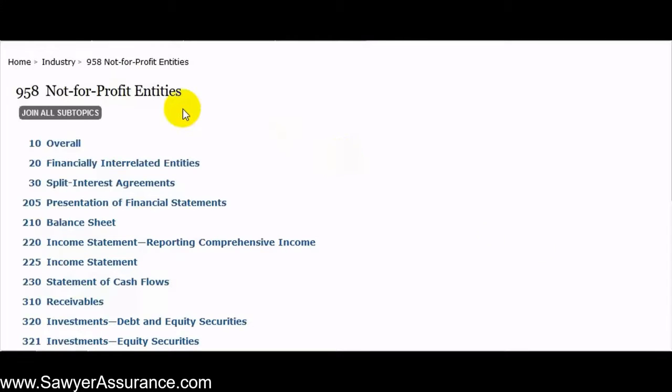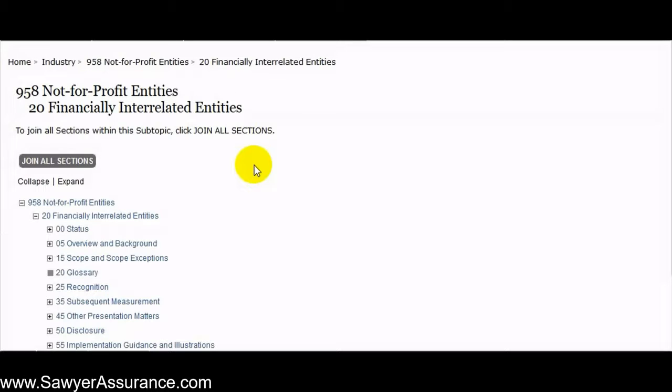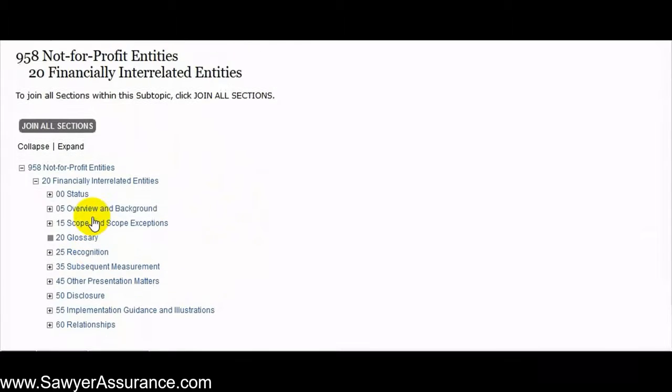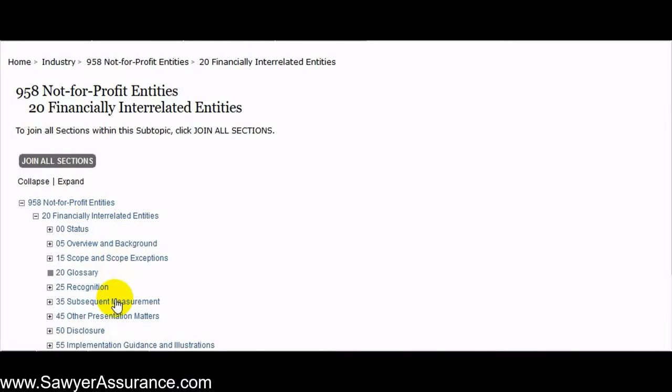Alright, with this video we're continuing our discussion of topic 958, not-for-profit entities, and with this video we'll conclude our discussion on subtopic 20, financially interrelated entities. Up until this point we have understood the scope of this subtopic, so what types of transactions qualify as transactions between financially interrelated entities. We've also understood how to recognize them, as well as how to measure them once we get to the period end. We've also understood how to present them.